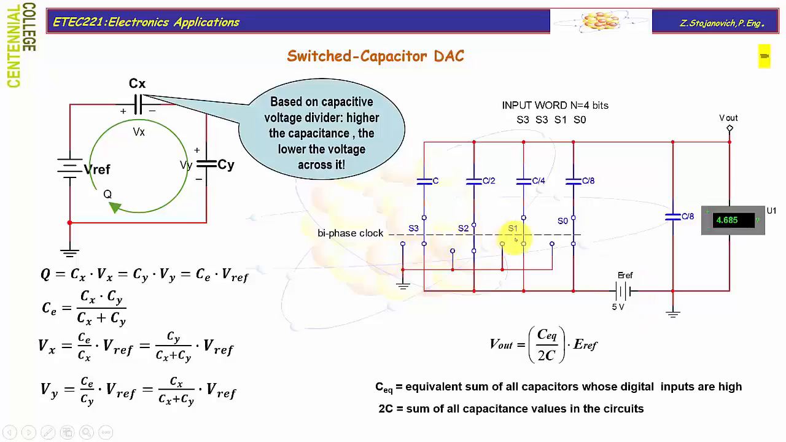So for any input word, you might have capacitors which are in parallel, designated as Cx, and you will have capacitors which are in parallel but connected to ground, designated as Cy. This is a direct application of a voltage divider. Depending on the input bits, we will have a different equivalent capacitance CEQ, and this will define different output voltages. So you can say that there is a correlation between the input word and the output analog voltage.